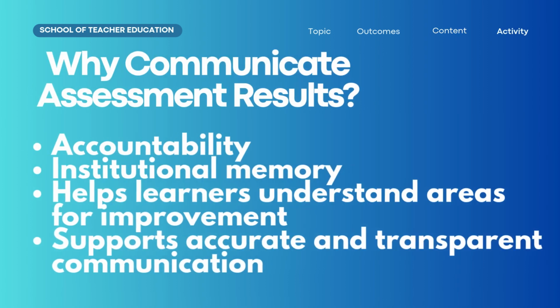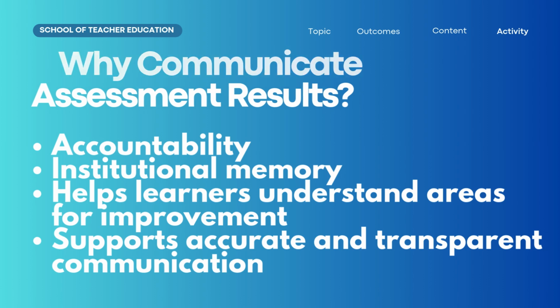Now, why do we need to communicate assessment results? It is to promote accountability on the part of the learner, and of course, also of the teacher. It also provides institutional memory as to how many achievers we have and how many need remediation. It helps learners understand areas for improvement and supports accurate and transparent communication.